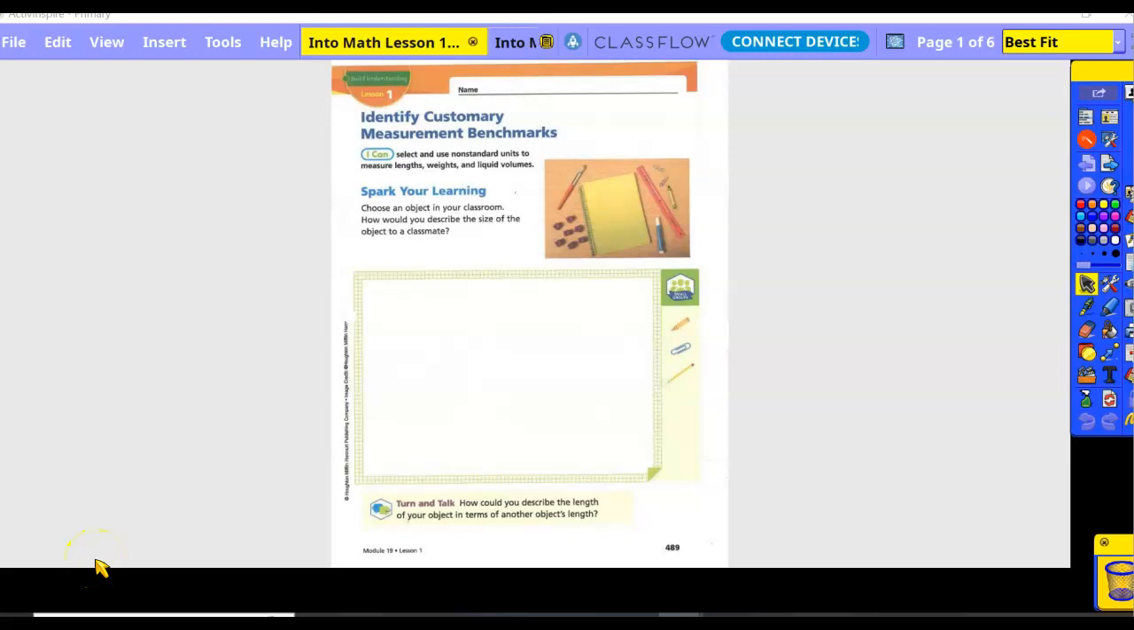Fourth grade math lesson 19.1. Identify customary benchmarks, measurement benchmarks. I can select and use non-standard units to measure lengths, weights, and liquid volumes.